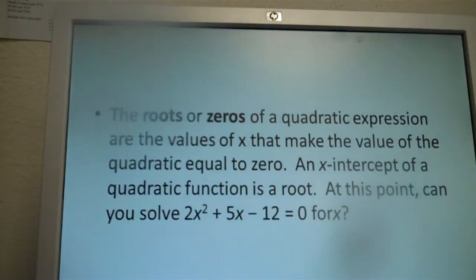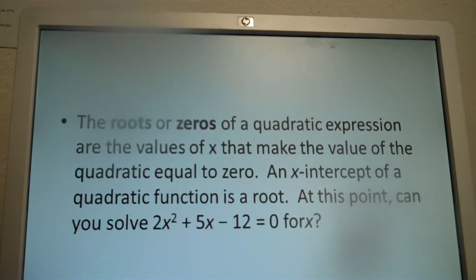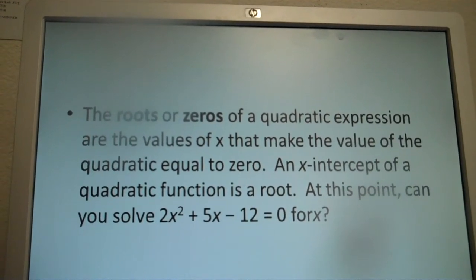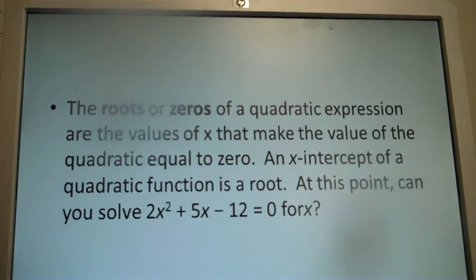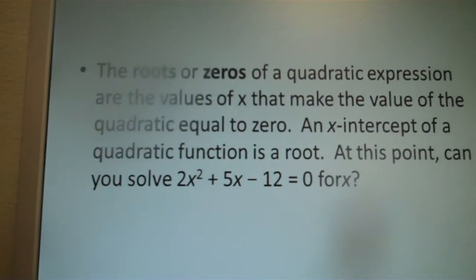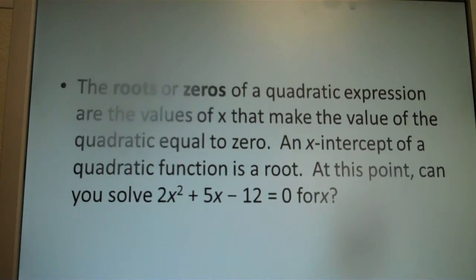So let's think about that for a second. Please write this down. The roots or zeros of a quadratic expression are the values of x that make the value of the quadratic equal to 0. If we think about that, what are we really saying? I'm saying, what x can I put in here that will make this equal 0? Those are called roots. And go ahead and write: an x-intercept of a quadratic is a root. So at this point, can you solve for x? Well, not quite yet, but we're getting there.